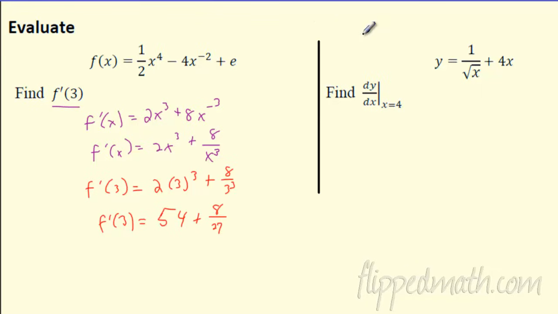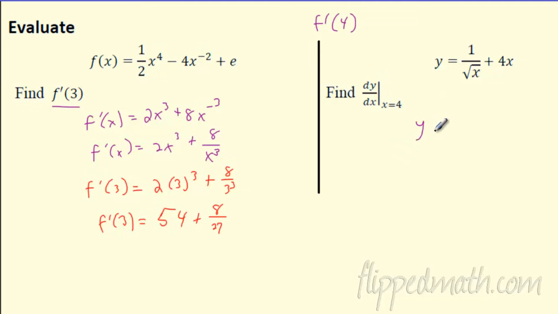All right, how about this? So this is actually the same as f prime 3. This is saying what is the derivative of 4. If it was in Lagrange notation, it would be f prime of 4. That's the same thing. So if it looks like it means take the derivative, take the derivative.